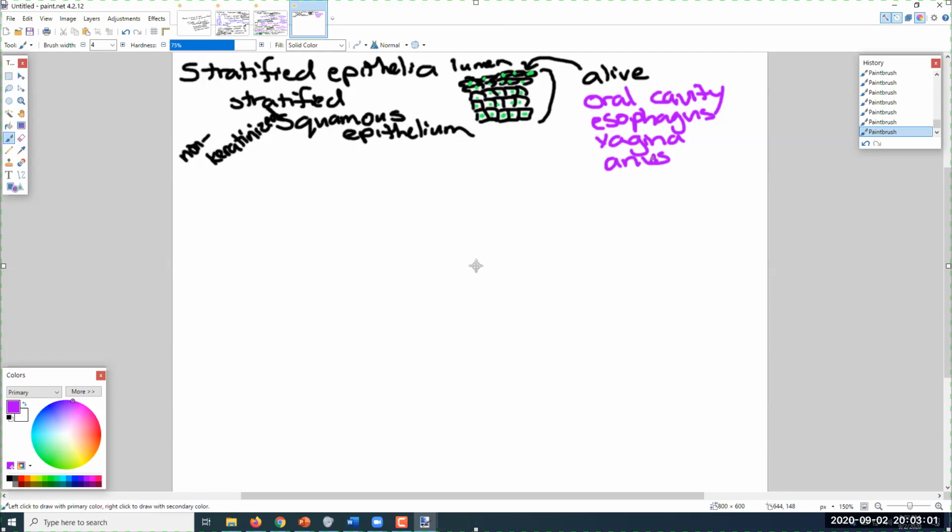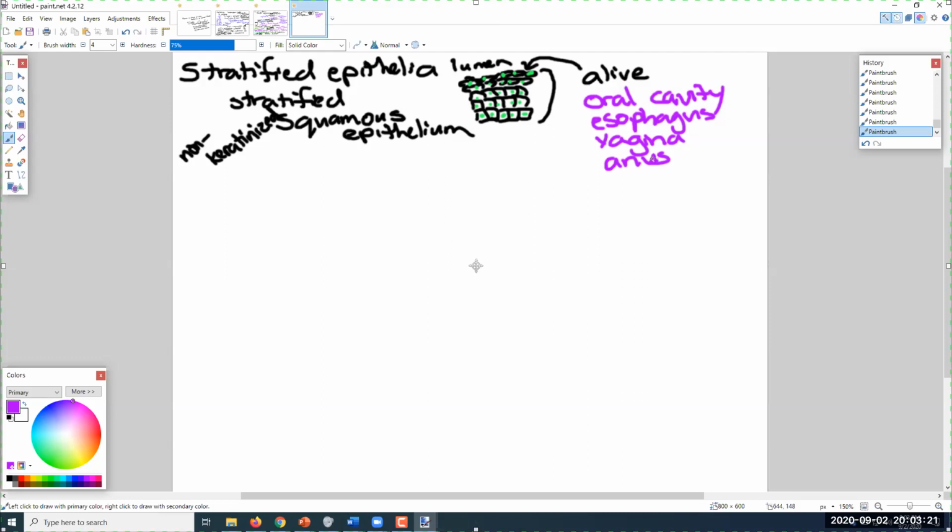Esophagus, same thing, right? Because at this point in time, yes, we have saliva to moisten and lubricate it, but it's still rather dry. So the esophagus is coated with this non-keratinized stratified squamous epithelia to help protect it.